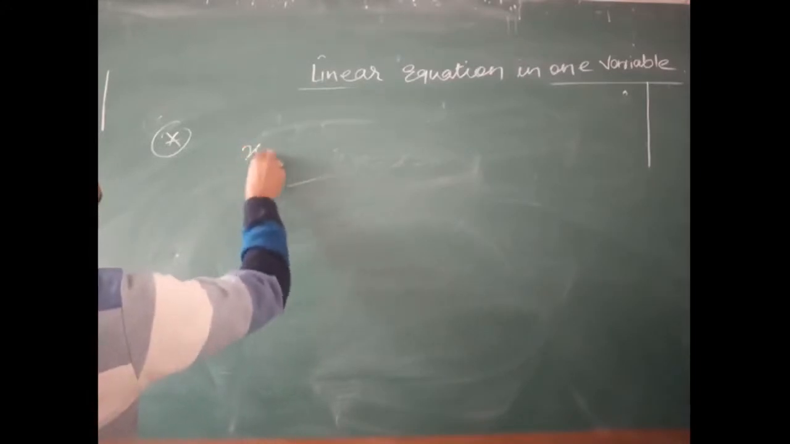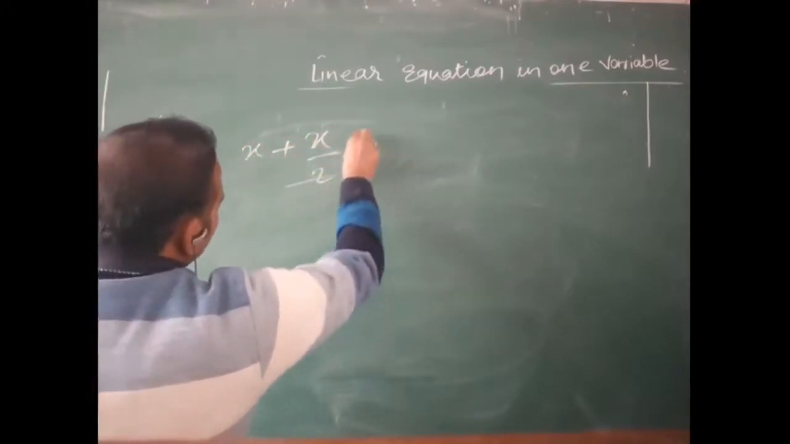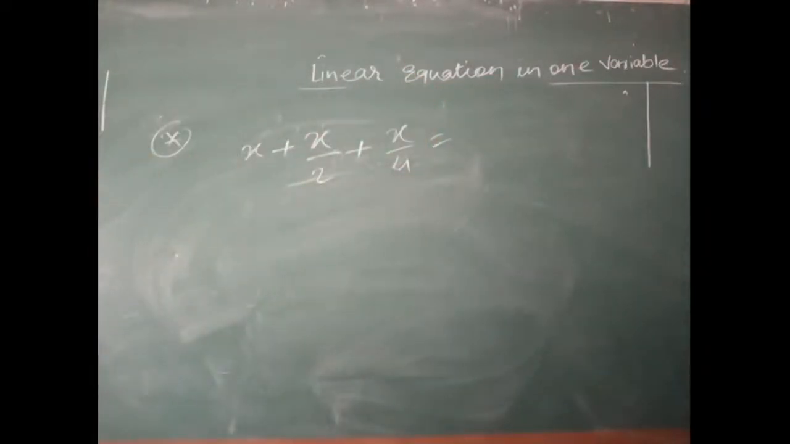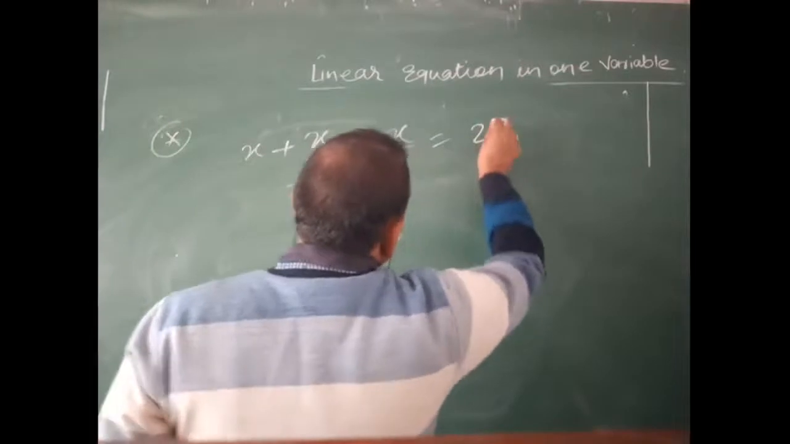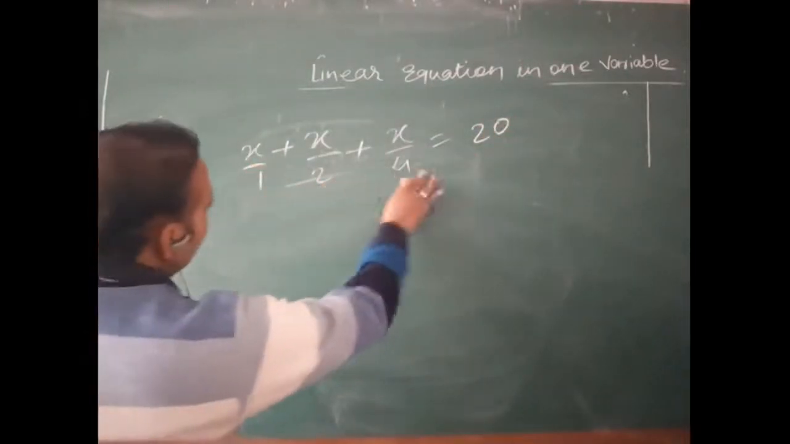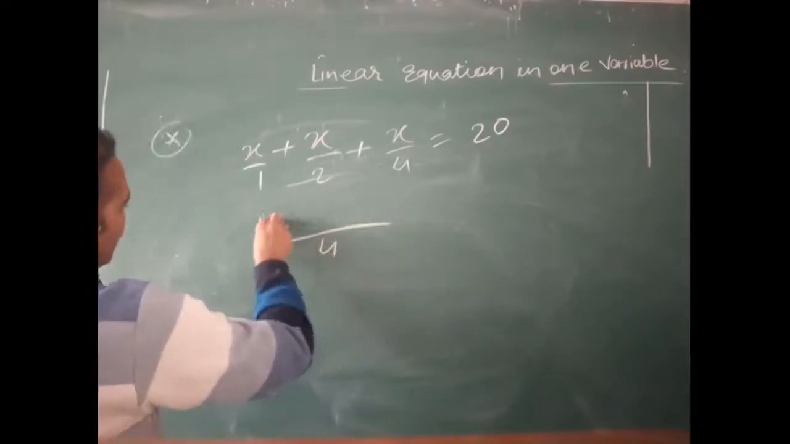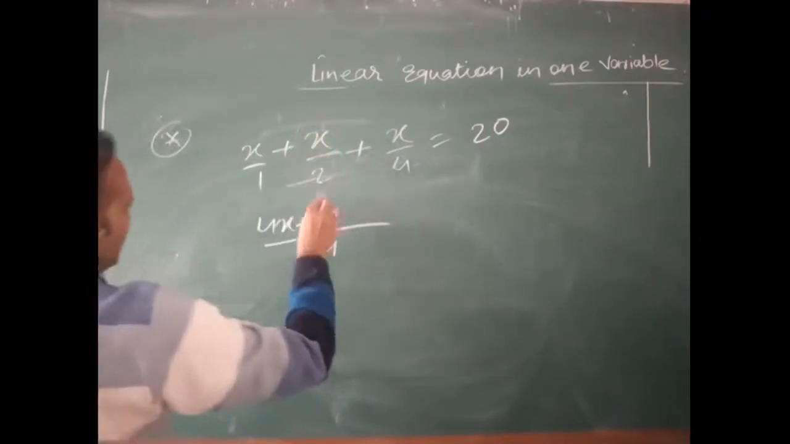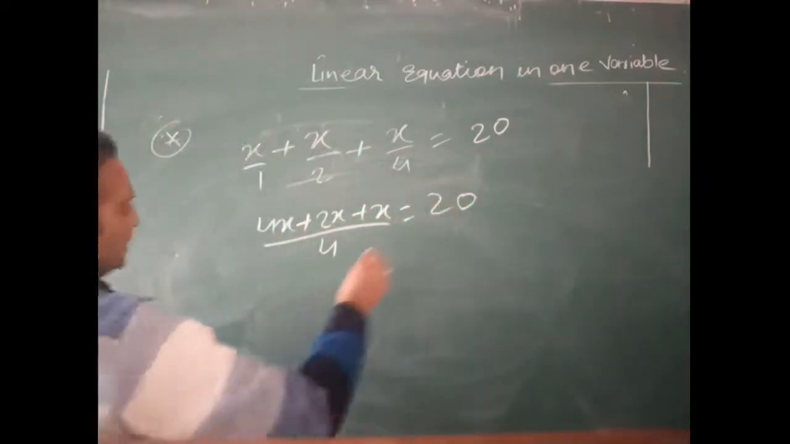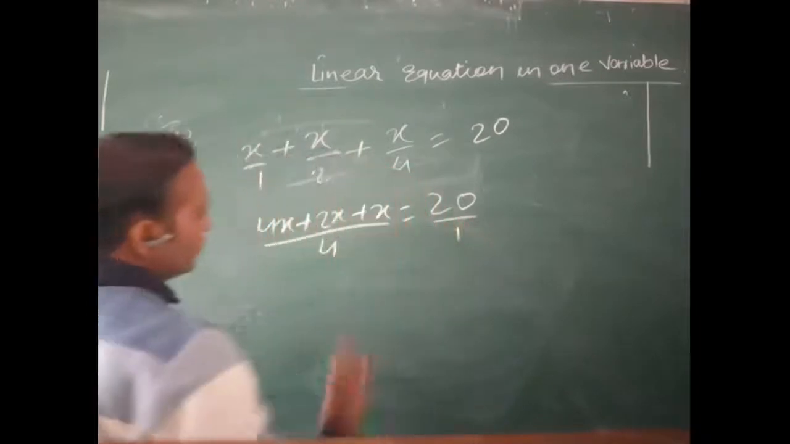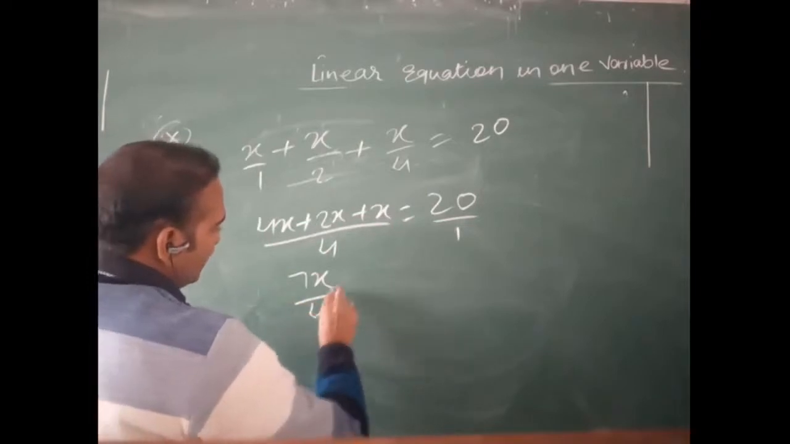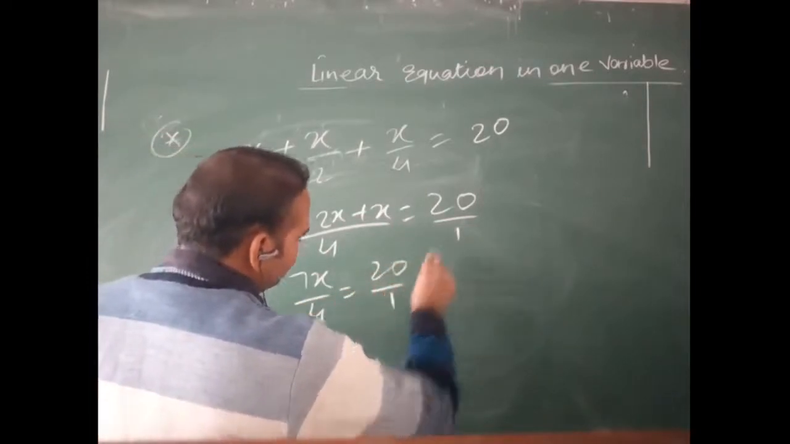Suppose it is given to solve x plus x by 2 plus x by 4 is equal to 20. Then how to solve it? At first we will take the LCM of 1, 2, 4, which is 4. Then 4x plus 2x plus x equal to 20. There is nothing in the denominator, so we put 1. 4 plus 2 is 6, plus 1 is 7x by 4 equal to 20 by 1.